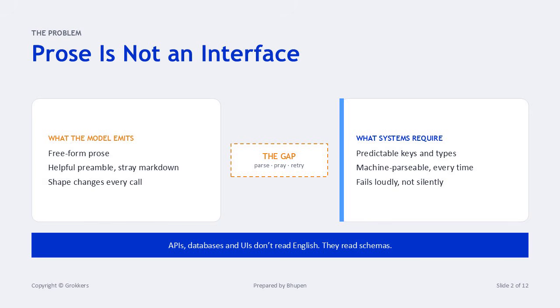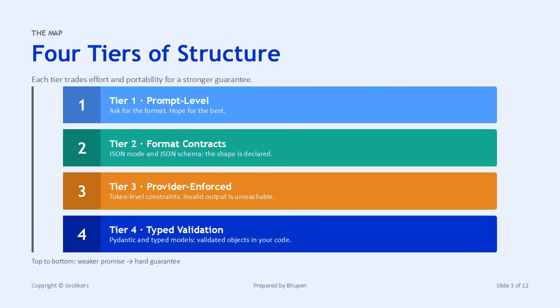Notice these 2 panels aren't slightly different. They're different in kind. Closing the gap isn't a prompt tuning exercise, it's an architectural decision, and the rest of this deck is about which architecture you choose. The bottom line is simple. Your APIs, your database, and your UI don't read English. They read schemas. Once you accept that structure has to be engineered rather than requested, the obvious question is how.